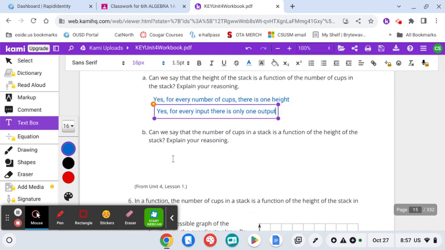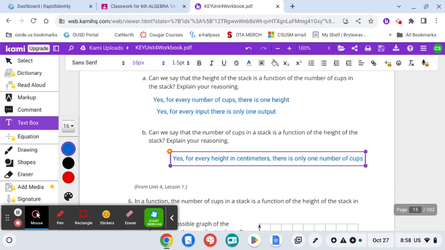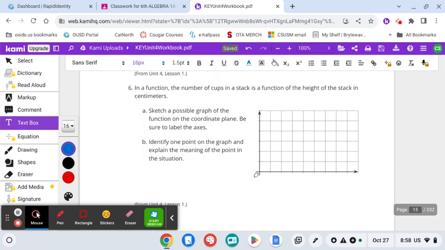Can we say that the number of cups in a stack is a function of the height? Yes, for every height, in centimeters, there is only one number of cups. So it can go both ways. It can go cups and height, height and cups. It's a function either way.